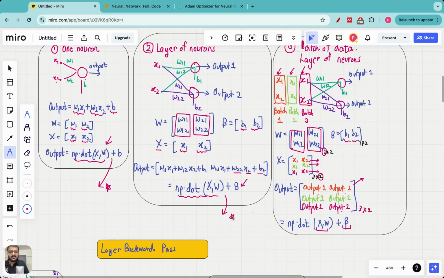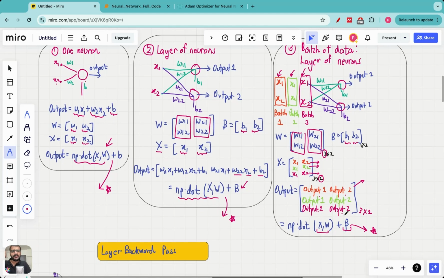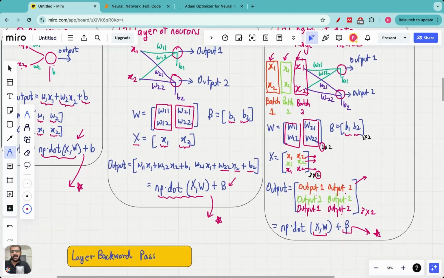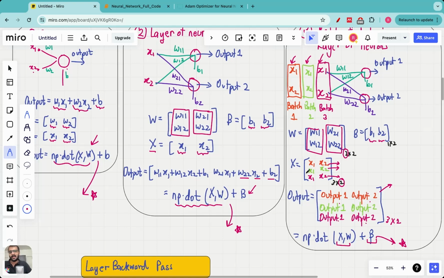You can see that this same formula holds true for all these three cases. Even if we have one single neuron, even if we have a layer of neurons, or if we have a batch of input data with a layer of neurons, this same formula works. And that's why I encourage all the students to use matrices when they start learning about the forward pass in the neural network.